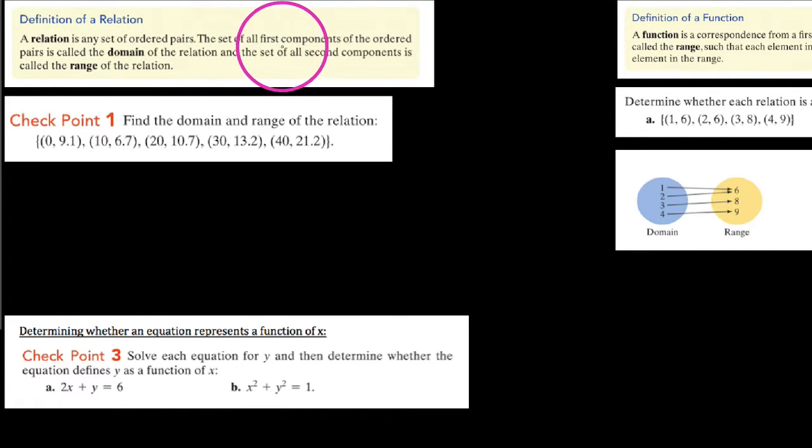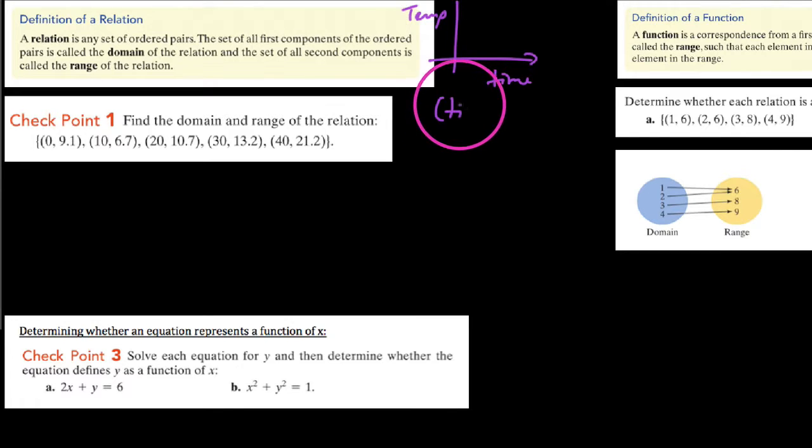We say the set of all first components of the ordered pairs is called the domain of the relation, and the set of all second components is called the range of the relation. We're going to be looking at a lot of different relations between data, maybe time and temperature, where temperature may or may not be a function of time. We can express these as ordered pairs, where the first component is time and the second component is temperature.